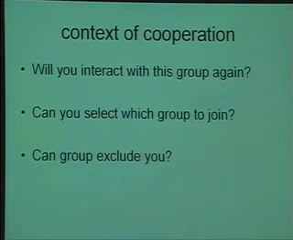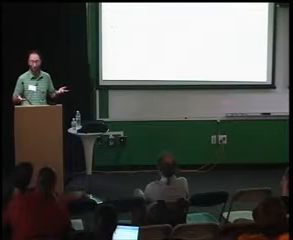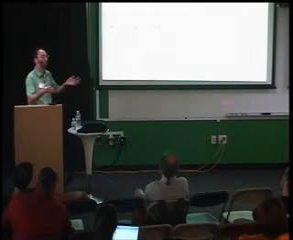So this brings up the question of what is the context in which a mechanism will be used? Again, will you interact with this group again, or is it a one-shot deal? Can you select what group you join? Some cases yes, some cases no. If you're born in a certain country, you're a citizen of that country. You never selected it.